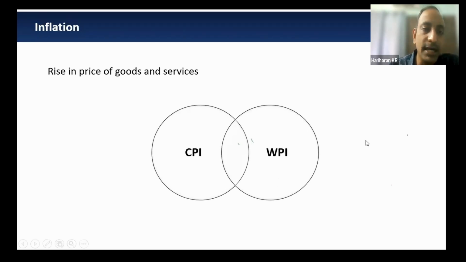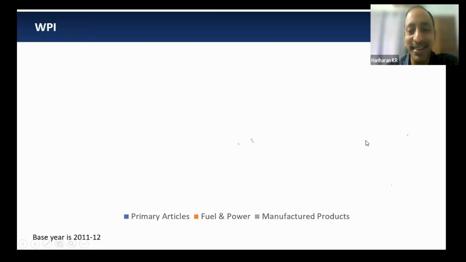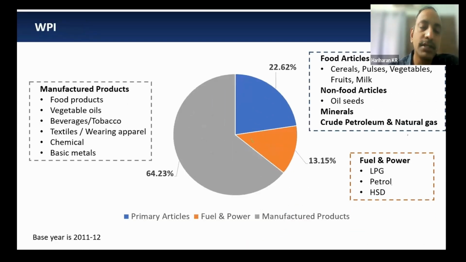Now, important for us to quickly understand is what is there in this WPI. Each of these has a basket of goods that are being used to calculate the price change. So when you look at the WPI construct, 64% of the basket is manufactured goods. So change in price of those manufactured goods is what is captured, and 64% weight is assigned to those changes. 23% is food articles like pulses, vegetables, fruits. Then we have non-food articles like oil seeds. Then you have minerals, crude petroleum and natural gas. And about 13% is fuel and power, which is LPG, petrol and high-speed diesel.